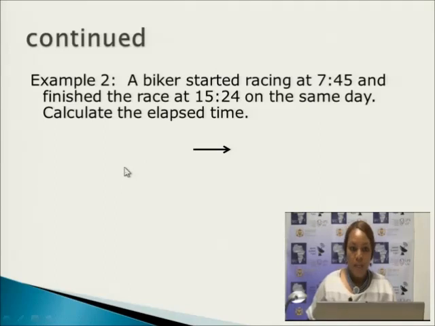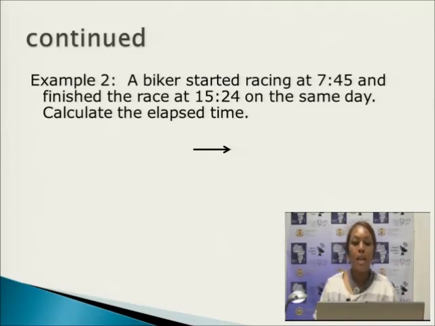So let's start with the calculations here. We'll take a different approach on this one, because if you look at the scenario or the context, it says the same day. The last example that we had proceeded to the next day. Now let's look at this one. I just want to write my times down first. We have 7:45. We also have 15:24.